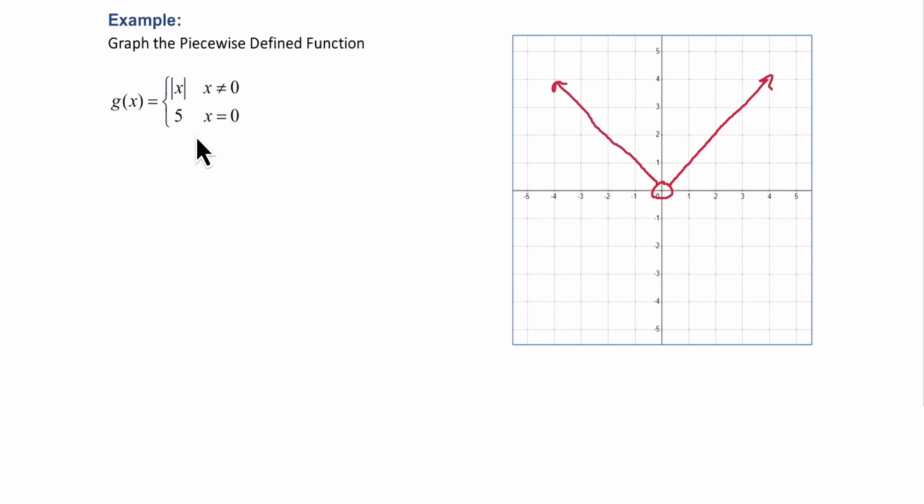And then the second equation, when x is 0, the y value is simply 5. So when x is 0, the y value is 5. We have a single point.